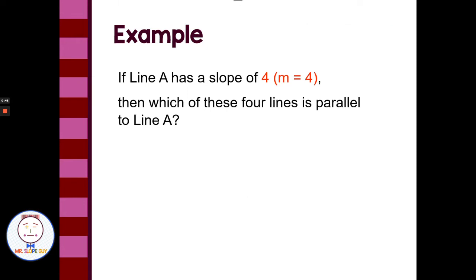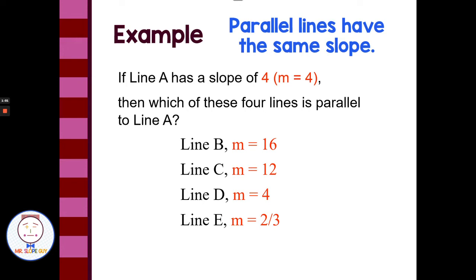So let's say we have a line with a slope of 4, or m equals 4. Which of the four lines is parallel to line A? Well, we're looking for another line with the same slope. We have a slope of 16, a slope of 12, a slope of 4, and a slope of 2/3. So the line that is parallel would be D because they have the same slope.